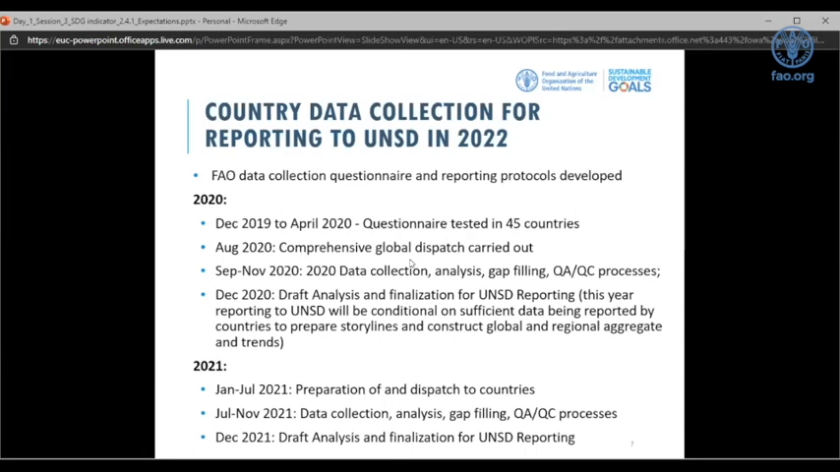So currently we are in preparation of the dispatch to countries that will happen hopefully towards the end of July and beginning of August. From June, July to November, we will carry out again the same steps, that is data collection, analysis, gap filling, quality assurance, and quality control. And by December 2021, we will draft the analysis for finalization of UNSG reporting, conditional on having received sufficient data points, or if sufficient countries have reported data to FAO on SDG 2.4.1.